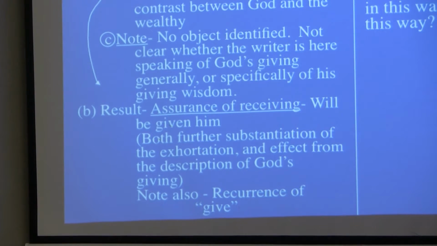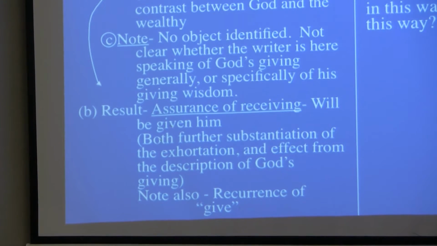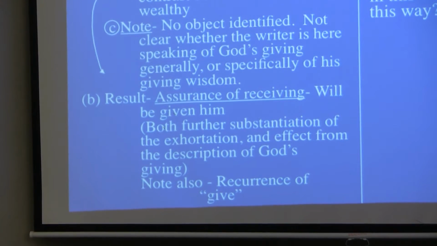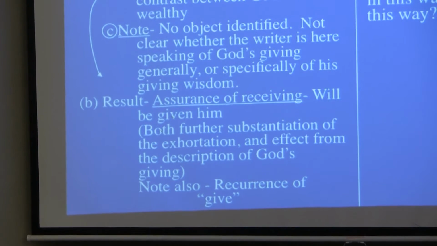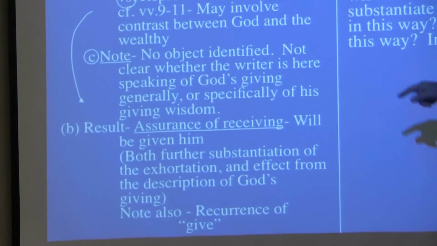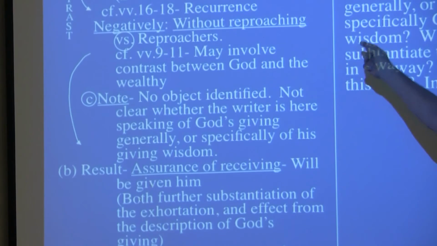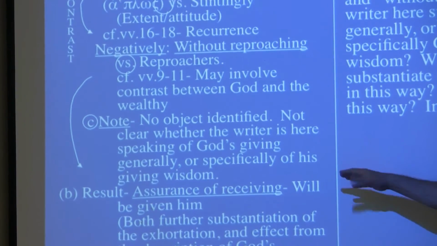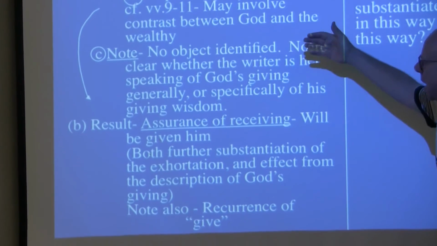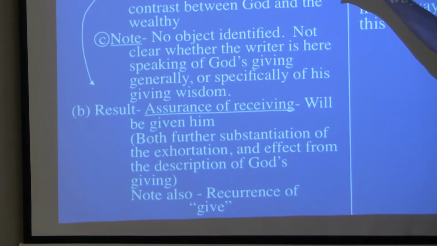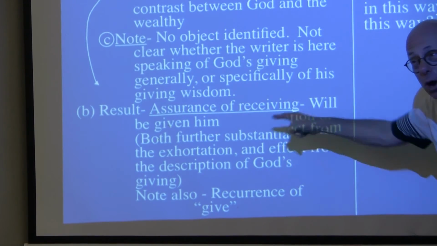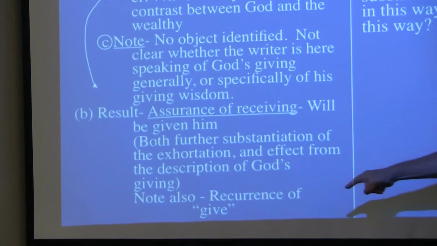this exhortation is substantiated not only in terms of the description of God's giving, as we've mentioned, but also the result of asking God. And the result is the assurance of receiving. It will be given him. Which really is, of course, the result, it's causation. The result of asking is receiving. But you also have kind of a historical causation, but you also have a kind of hortatory substantiation. The reason why you ought to ask God is because the result will be so good. It will be such a positive result. It will be given him.